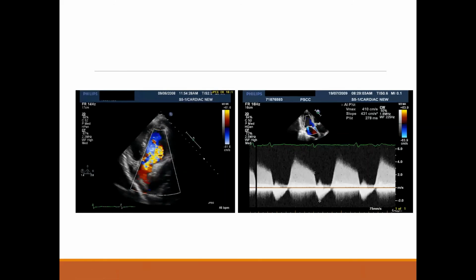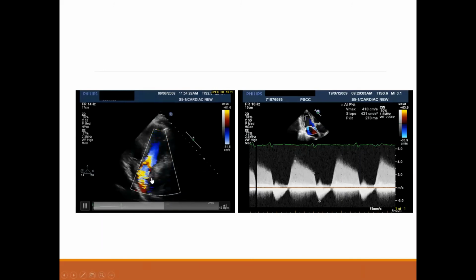Now, what is this? This is a 5 chamber view with color, showing aortic regurgitation. Okay. Can you give me your impression about how severe? Okay, great. Yes, exactly.